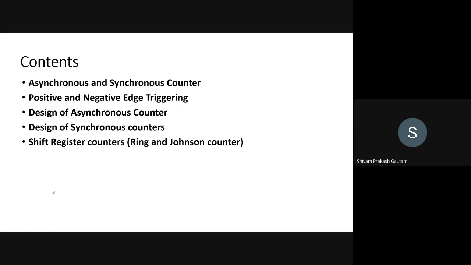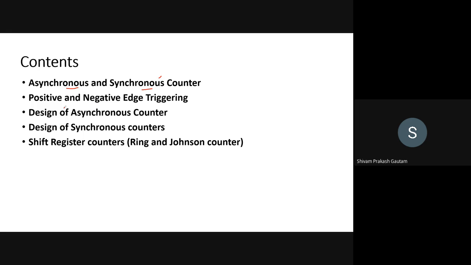So we have started with the counter, and we have seen synchronous and asynchronous counters. In an asynchronous counter, the output of the first flip flop acts as the clock to the second flip flop, whereas in a synchronous counter, the clock is given separately to each of the flip flops, right?